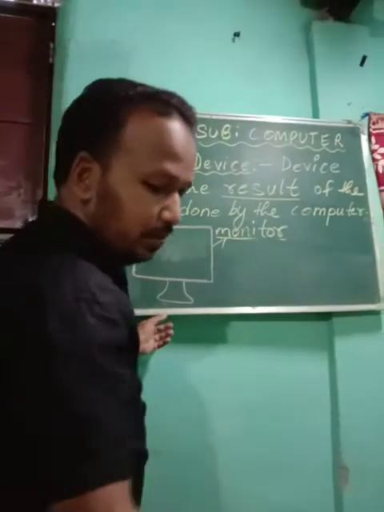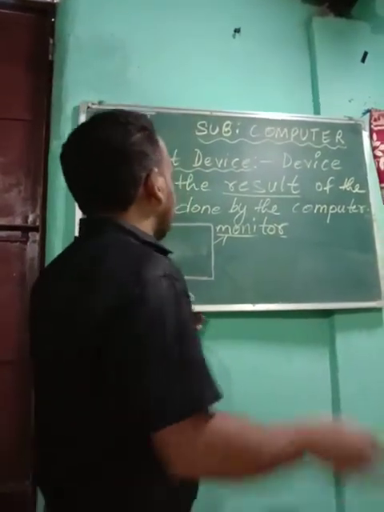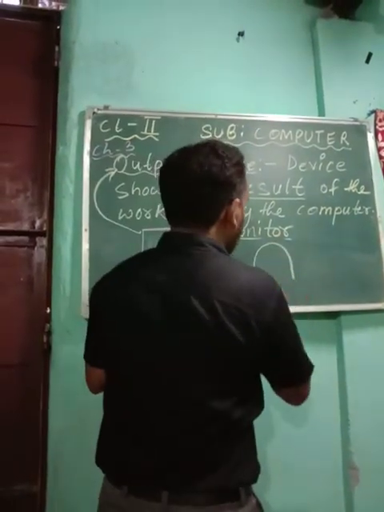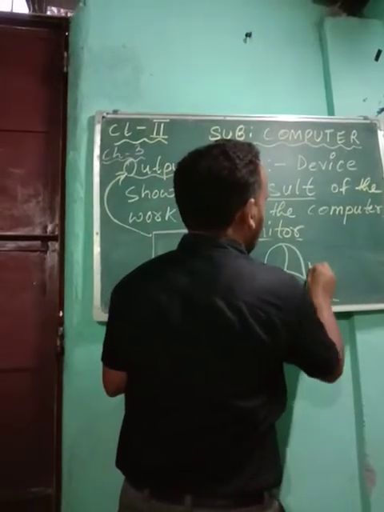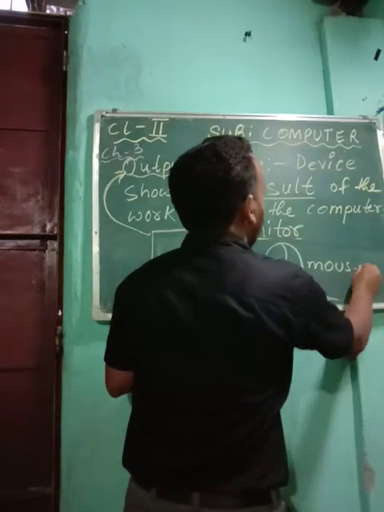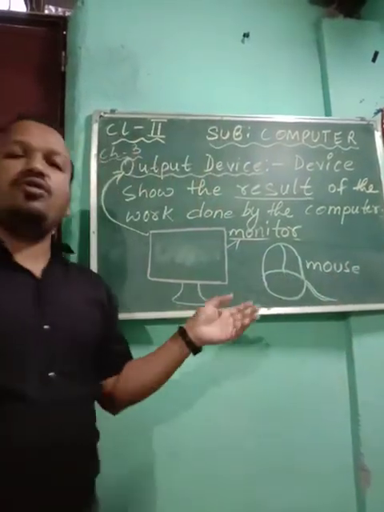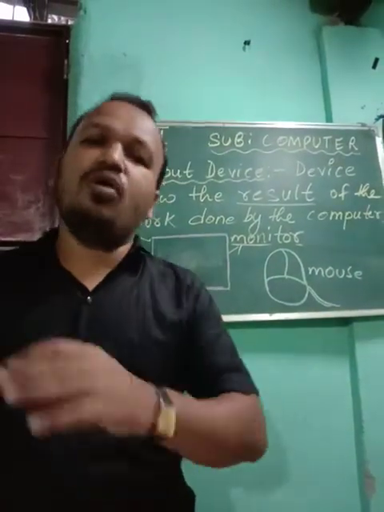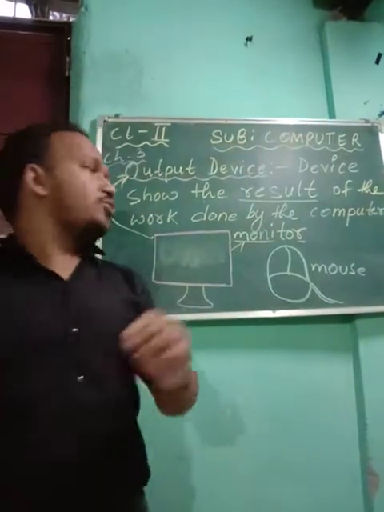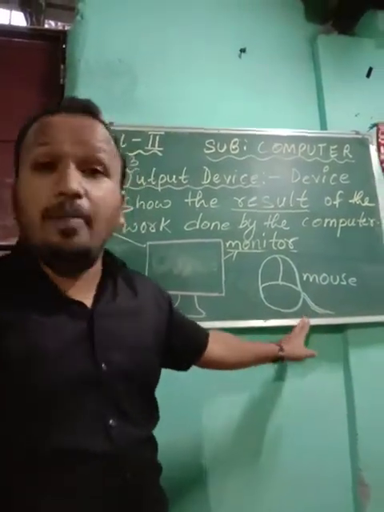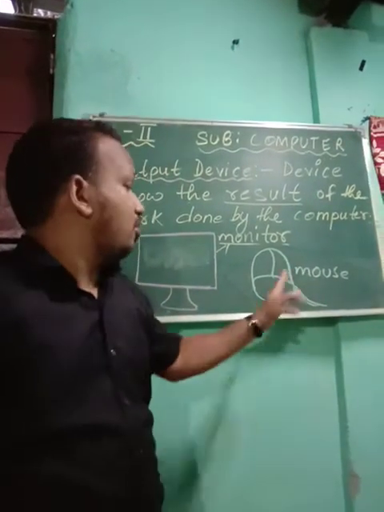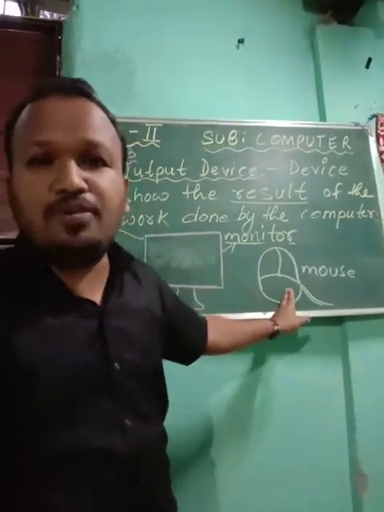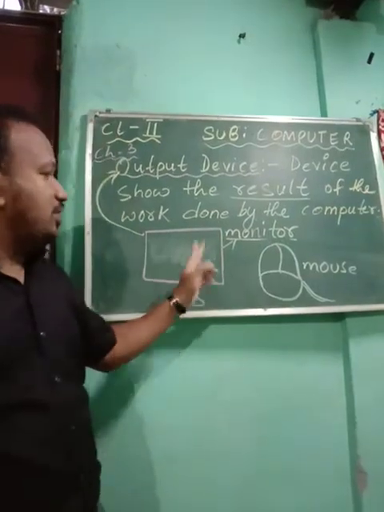Now suppose this is your computer mouse. Now suppose you have been asked to make a drawing. You all know that you make drawings in the computer lab with the help of a mouse. So the mouse is your input device. You have already learned this in class 1 also. The mouse is your input device and this monitor is your output device.